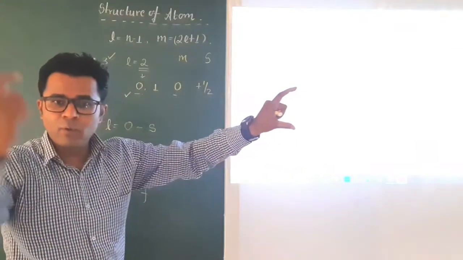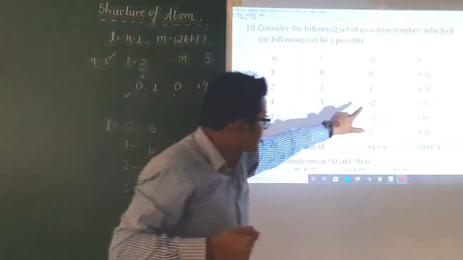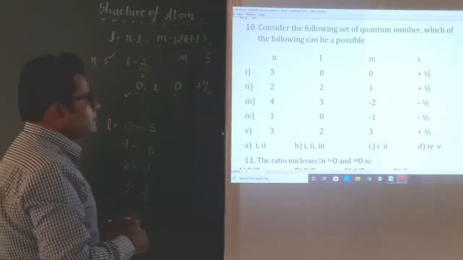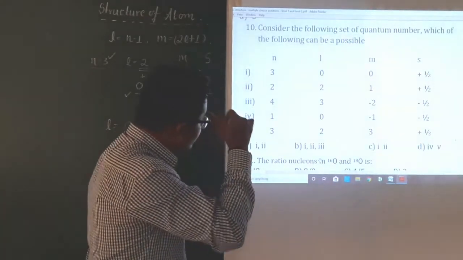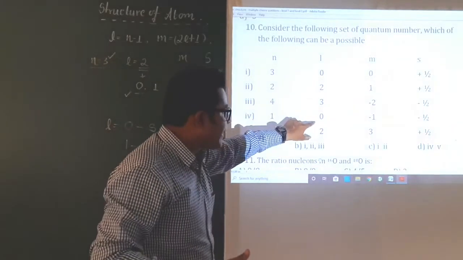Out of 7 orbitals, one of the orbitals will have minus 2 as value. Yes, even this is correct. S is equal to minus R. Yes, perfect. Next option, if you see, N is equal to 1, L is equal to 0, fine.